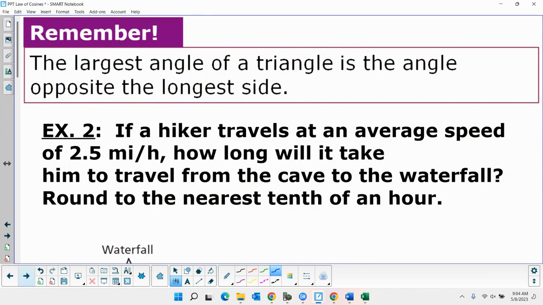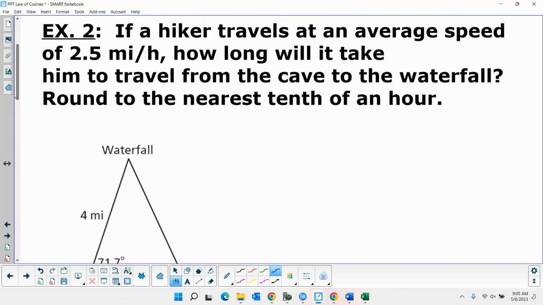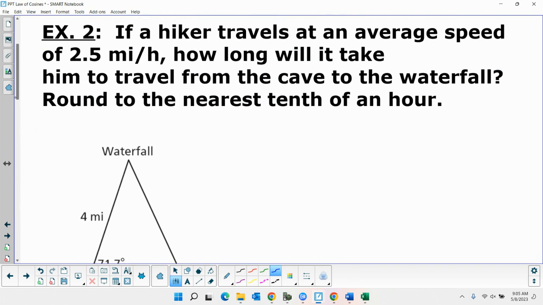This is just the same type, just in word problem form. We can handle this, can we? Just draw a picture and then do whichever. We can, well, they gave us a picture, it looks like. So is this side angle side, right? Probably is going to ask us how far it is from the waterfall to the cave, right?